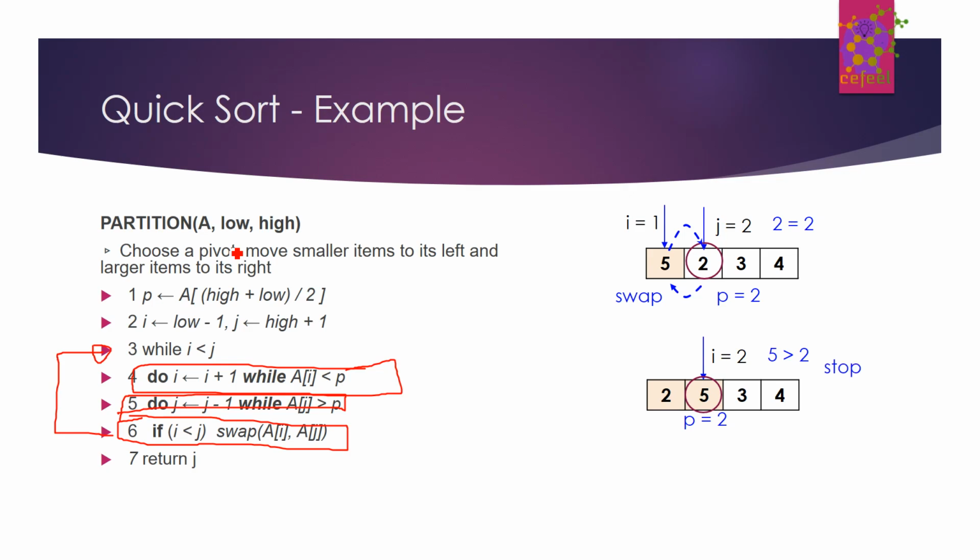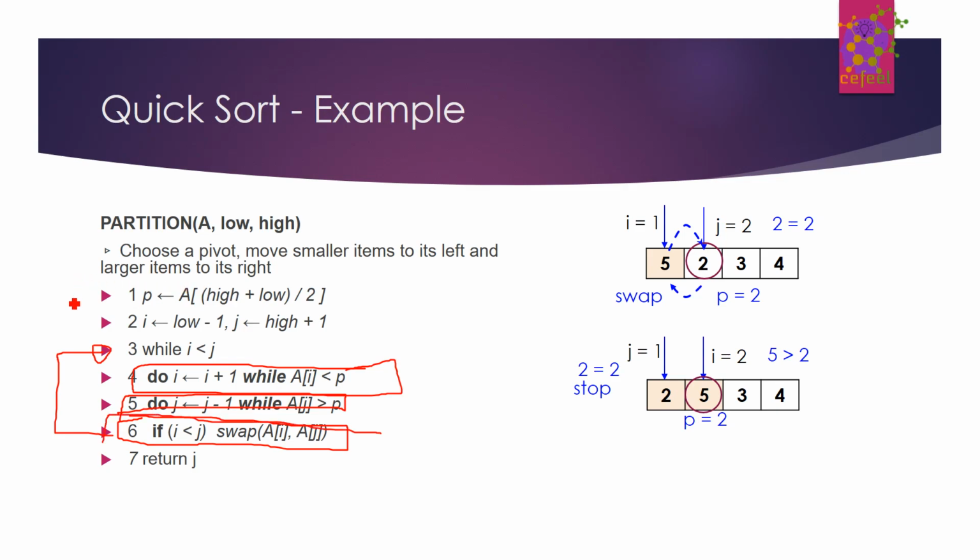So we will stop here, and then we will go to step 5 where we have J. J was 2, J will be decremented to 1, and A[J], which is 2, will be compared with 2, and in fact this loop also breaks because A[J] is not greater than P, because 2 is 2. So this will also stop. In this case we have found an anomaly, and then we will go to step 6 here.